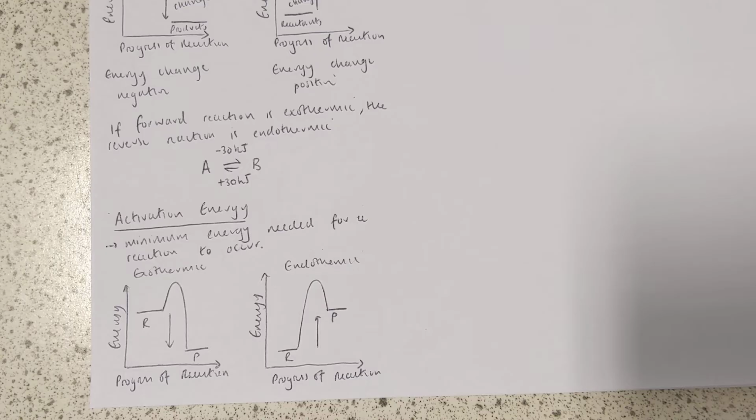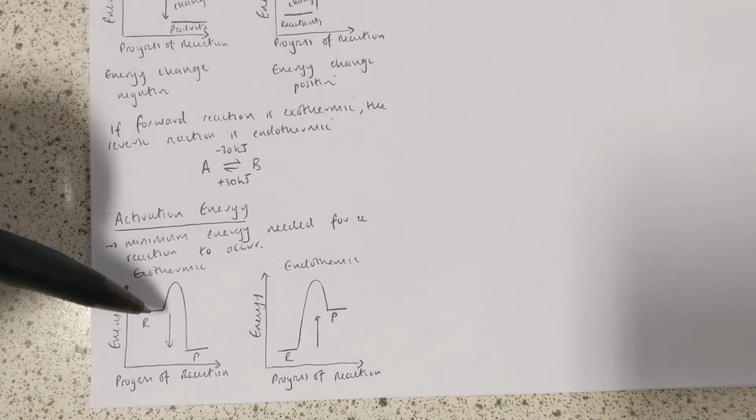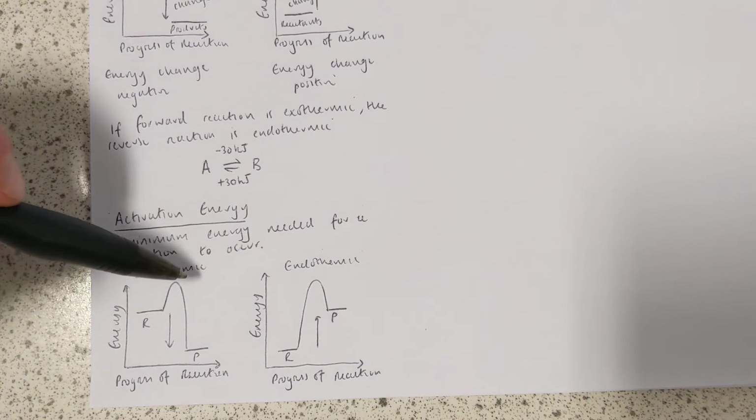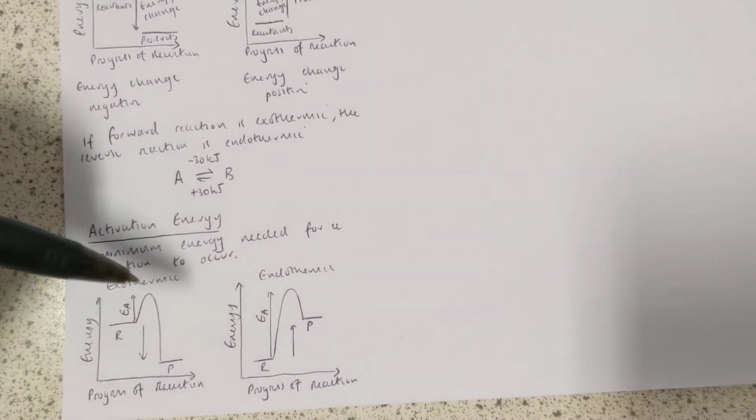The last thing you might need to label here is the actual value of the activation energy, which is represented by the difference between the reactant energy levels and the top of the peak. I've labelled them here as EA, which is sometimes used as a code for activation energy. This ties in with another concept you've seen before in Year 12 chemistry: catalysts.